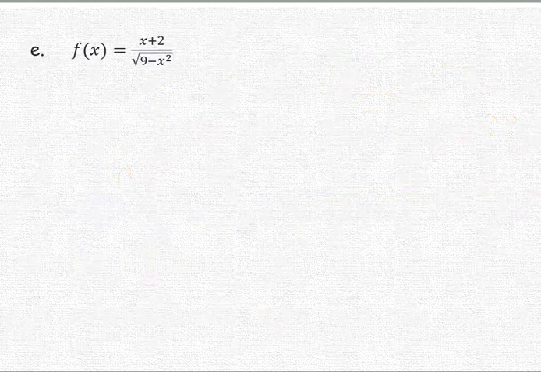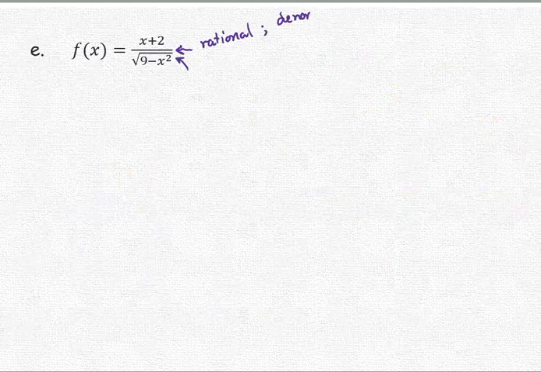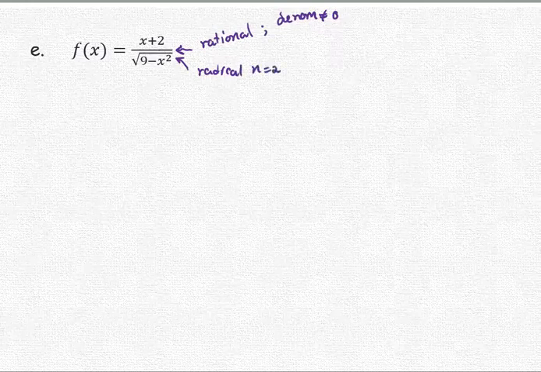And the last one, the function is x plus 2 divided by the square root of 9 minus x squared. This is the combination of the rational and the radical function. So we have to look at one restriction at a time. For the rational, that means the denominator cannot be 0. For the radical, with n equals 2 or an even index.